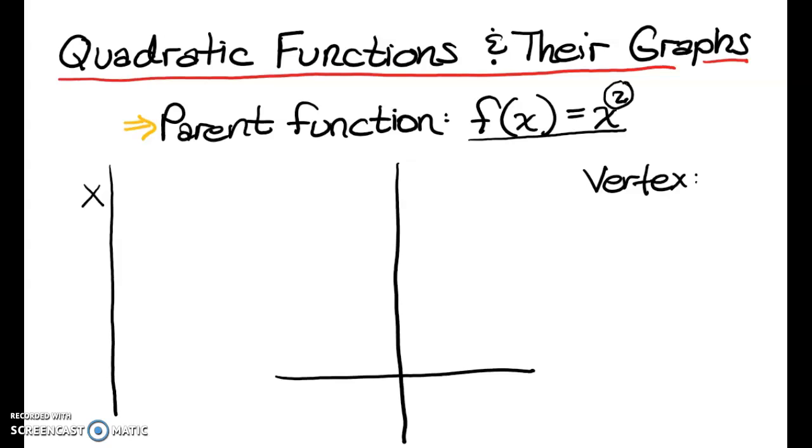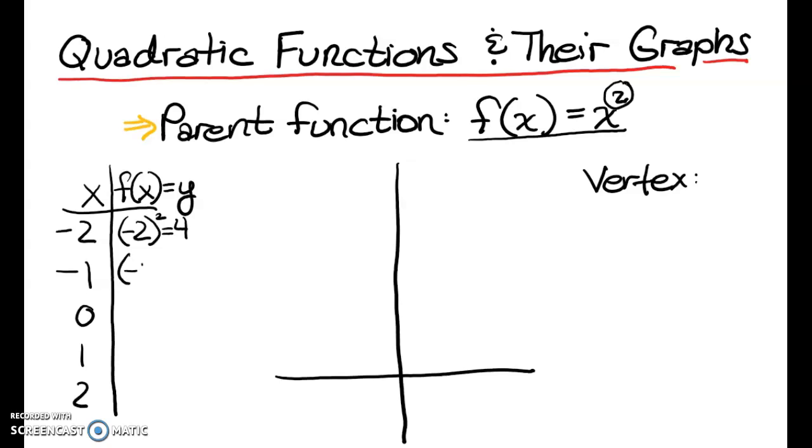So I'm going to create a nice t-chart, and I'm going to say f of x, which is also y. Okay, so I'm going to plug in some values for x. These are the ones I usually use because I know what the graph looks like. So if I plug in -2 into my f of x function, I get -2 squared, which is 4. And -1 squared is 1. 0 squared is 0. 1 squared is 1, and 2 squared is 4.